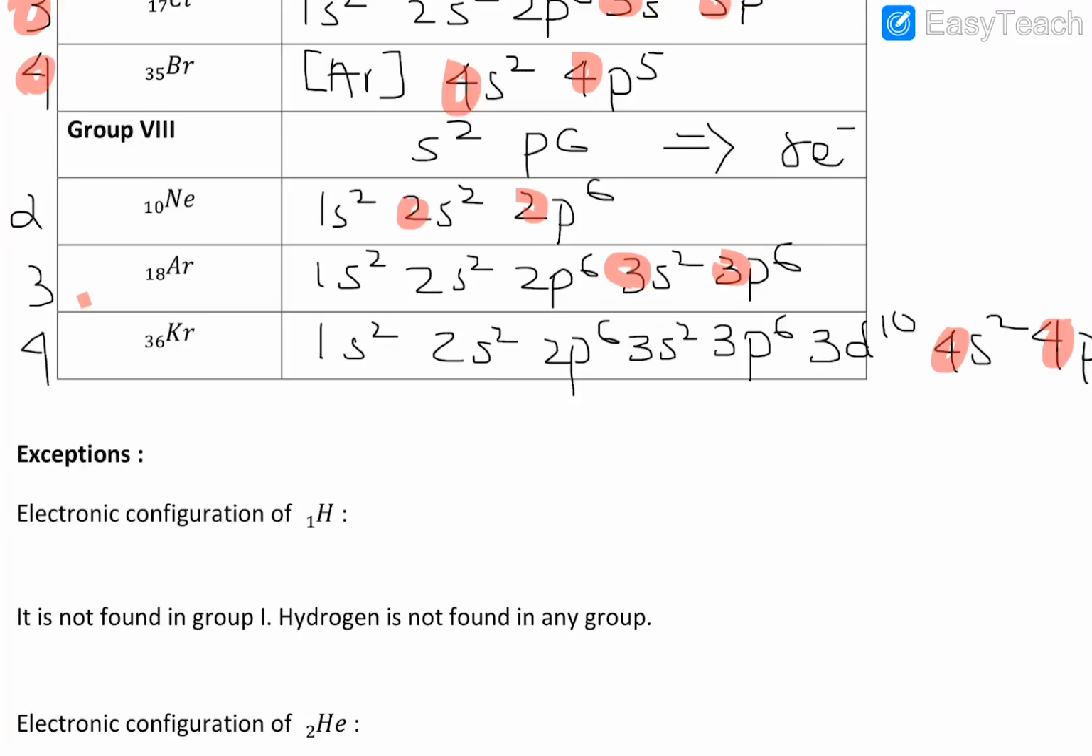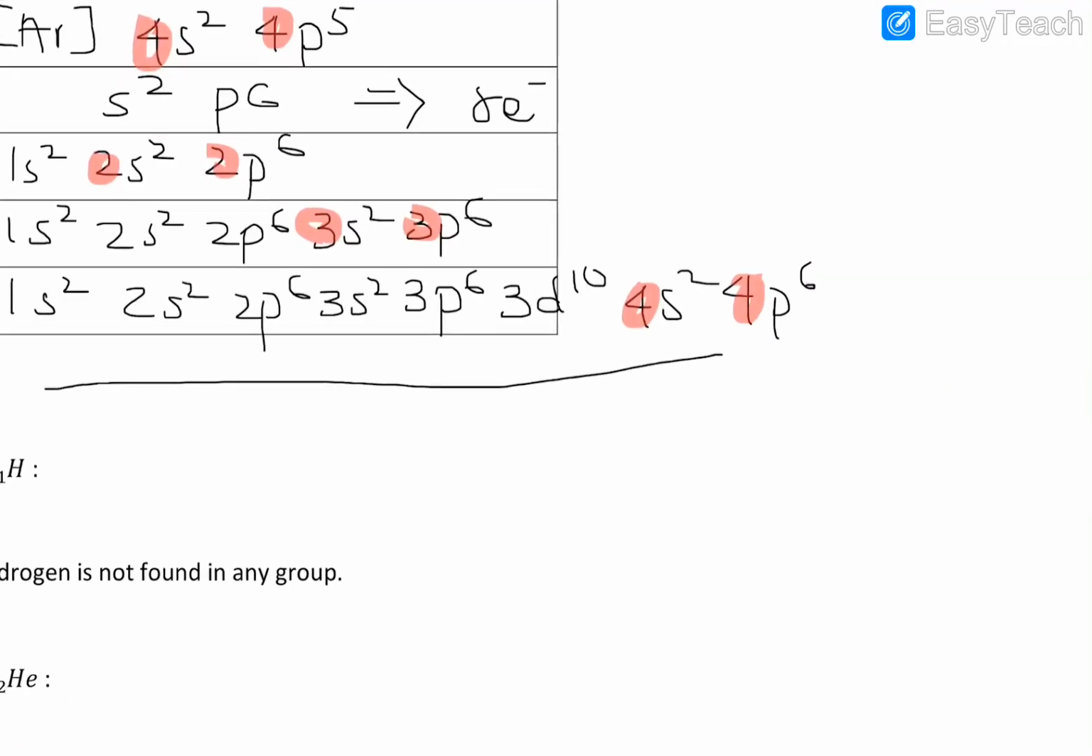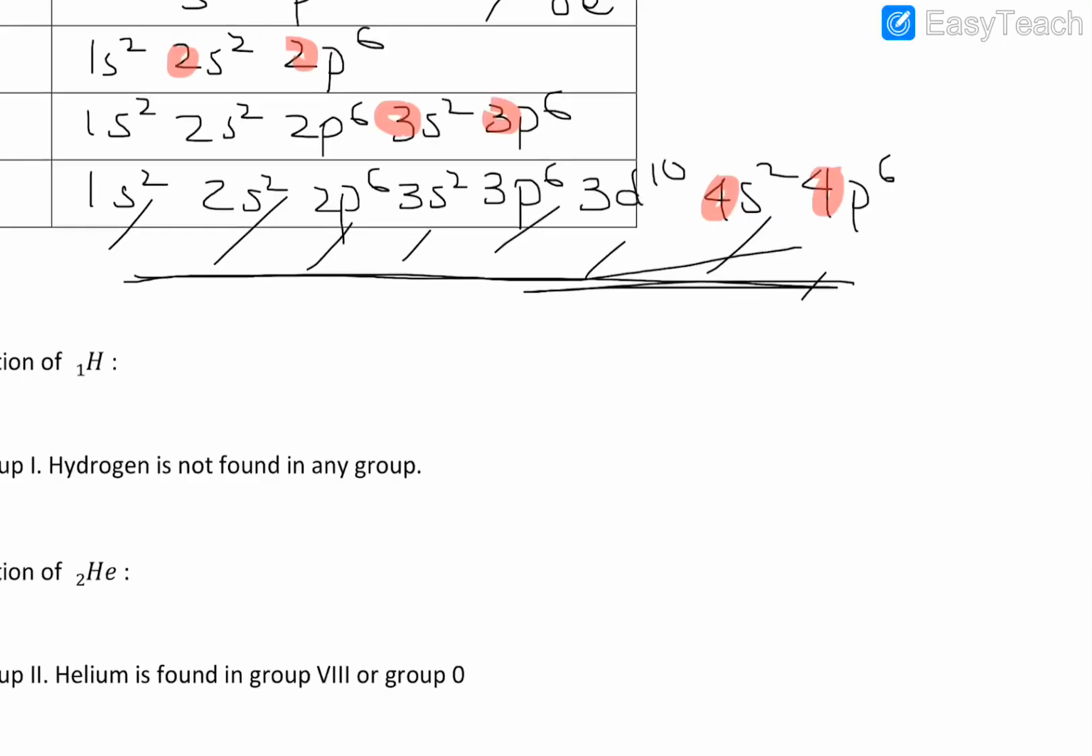Now for this one, note that I've put it in order of increasing energy level, but when I'm filling in, I follow the Aufbau principle. So I fill 1s2, 2s2, 2p6, 3s2, 3p6, then I fill 4s2, then 3d10, then 4p6. The order of filling in is different.